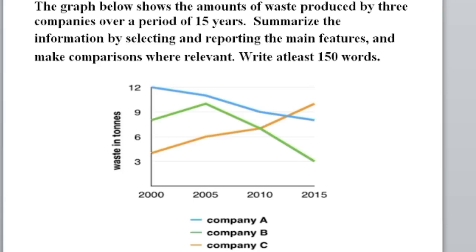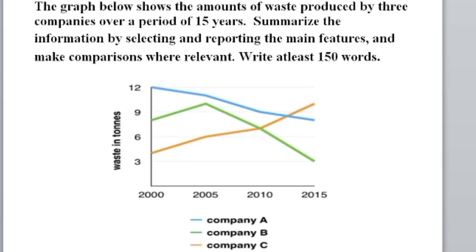So right here we have a small paragraph. On the x-axis we have the years, whereas on the y-axis we have the waste output measured in tons. So right here they show us that we have 3 companies: company A, which is labeled in blue, company B, which is in green, and then company C, which is labeled in orange.